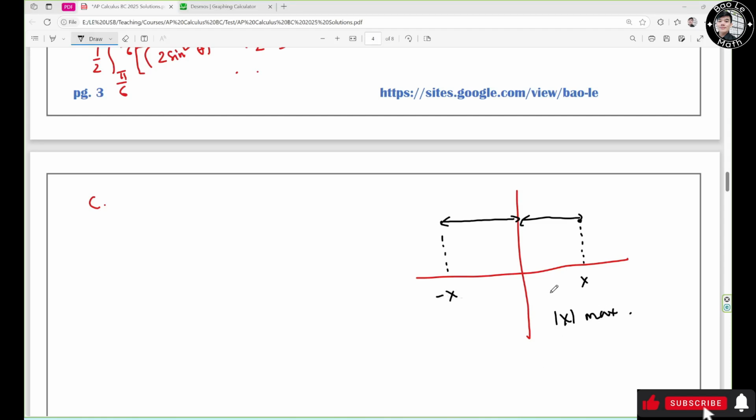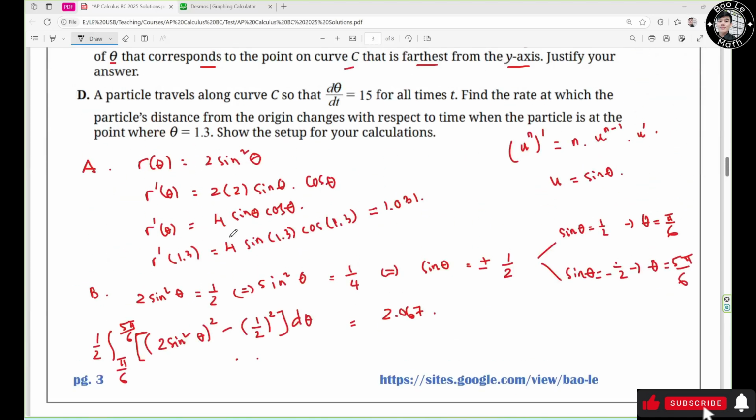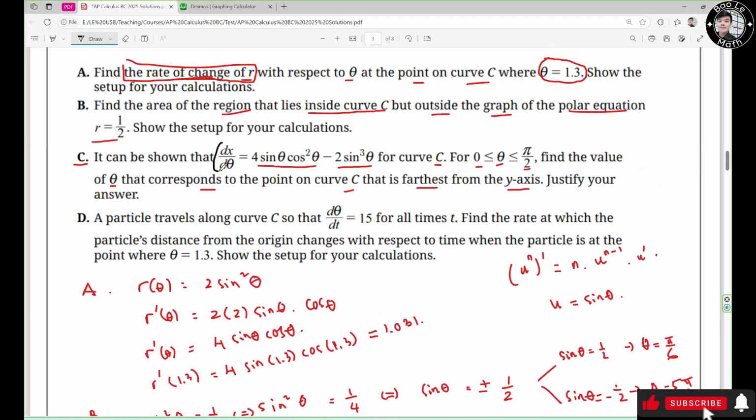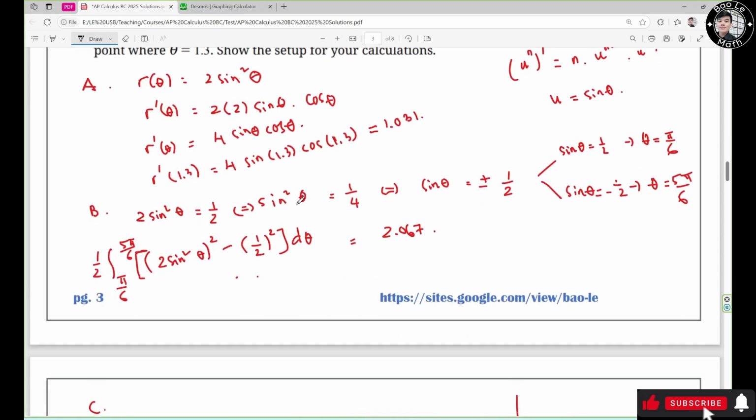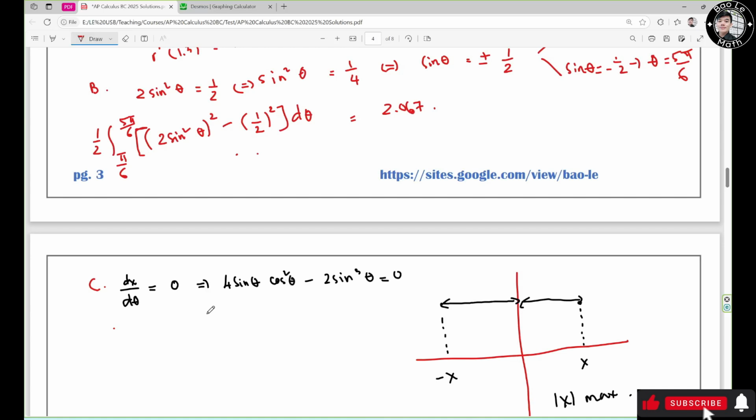In order to do that, you need to find the critical points, right? So we're given the derivative of this one right here, right? So we let this one equal 0, right? So I'm going to factor 2 sine theta out.